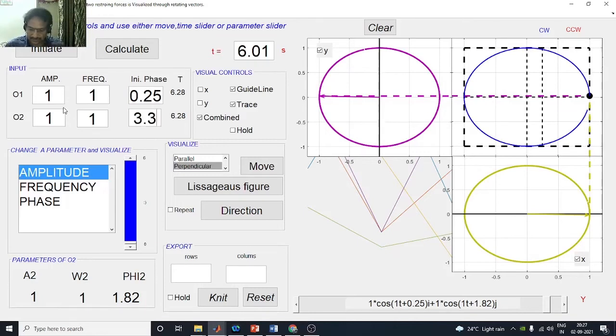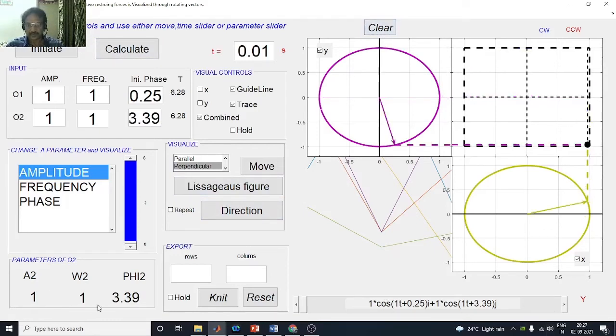Phase difference of pi. So this is t equal to 0. You can see the phase difference is pi. This makes 0.25 with x-axis. This makes pi plus 0.25 with y-axis. So this is again a straight line, but makes a different angle with the x-axis.